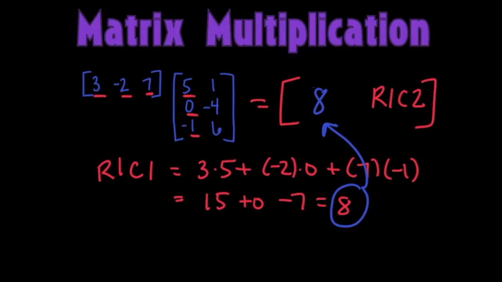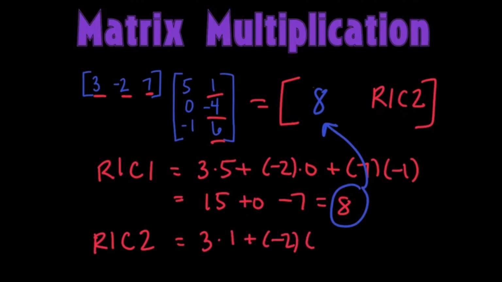Now let's look at row 1, column 2, and we're going to do the same thing. So instead of using the 5, 0, and 1, we're going to use column 2 from the second matrix, which is 1, -4, and 6. So here we go. So we're still going to use the 3, -2, and 7, but we're going to multiply them with the second column of the second matrix. So 3 times 1 plus -2 times -4.